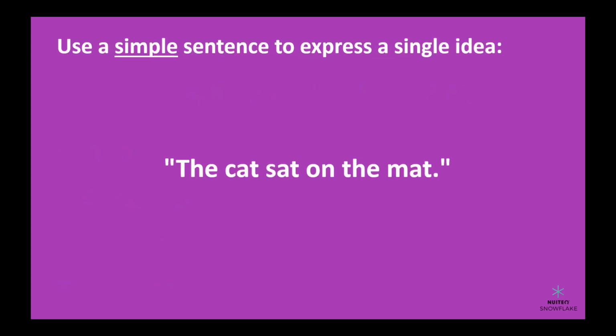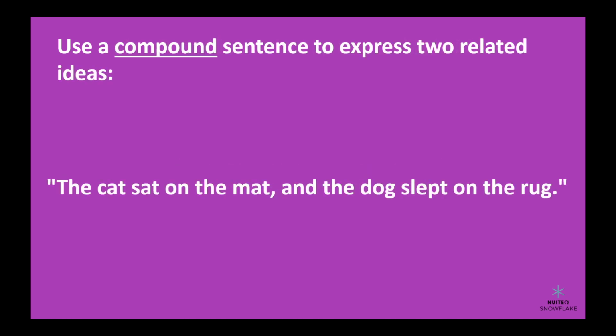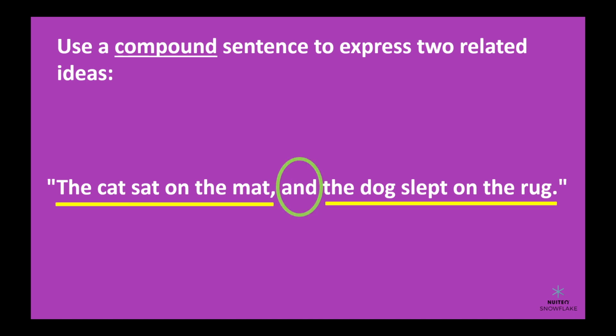Use a simple sentence to express a single idea. The cat sat on the mat. This is a simple sentence with 1 subject and 1 predicate. Use a compound sentence to express 2 related ideas. The cat sat on the mat, and the dog slept on the rug. This is a compound sentence with 2 independent clauses, joined by a coordinating conjunction.